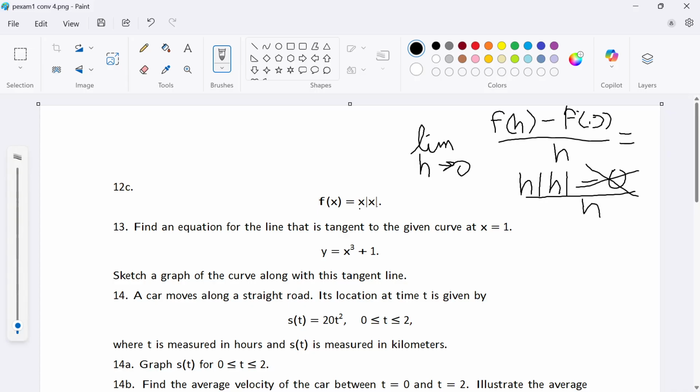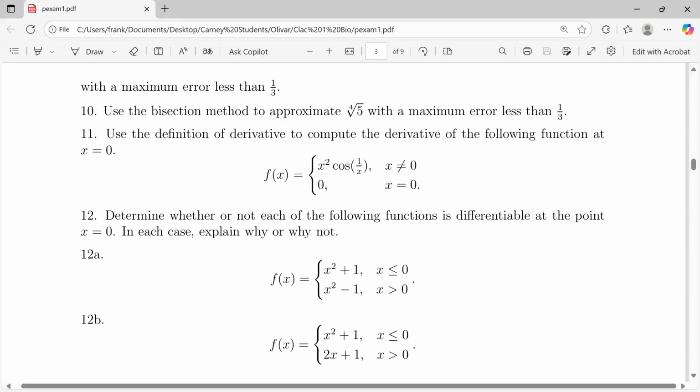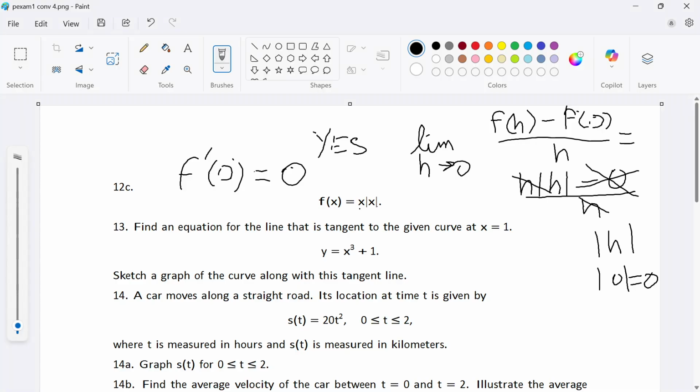It's subtracting 0. And now I can factor out the h's and I get absolute value of h. Well, when h approaches 0, that's absolute value of 0, which equals 0. So it is differentiable. f prime 0, I just did it using the definition of derivative at x equals 0. f prime 0 equals 0. Yes, it's differentiable. Now let's see again, 12 says, in each case explain why or why not. Well, it's differentiable because there I found the derivative.